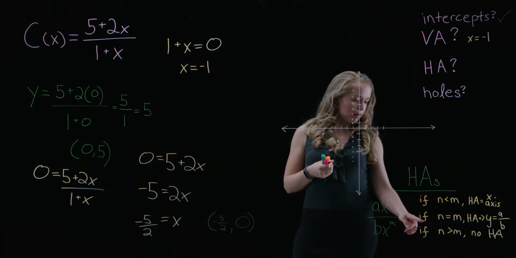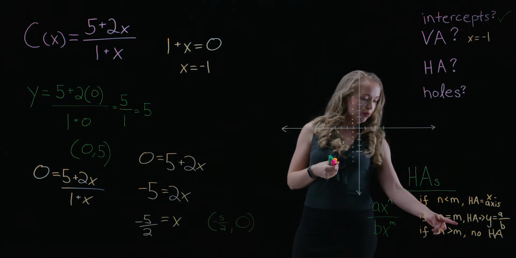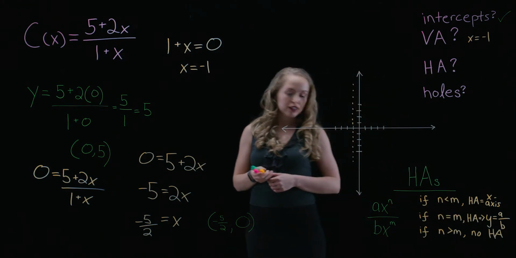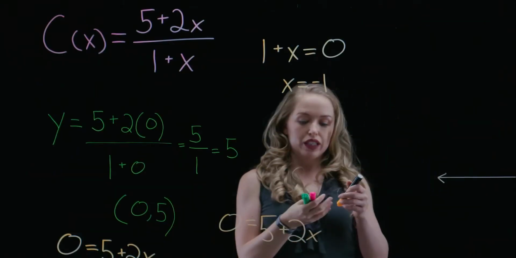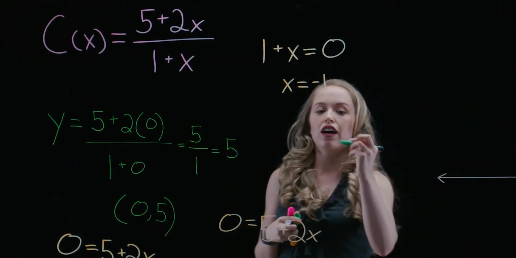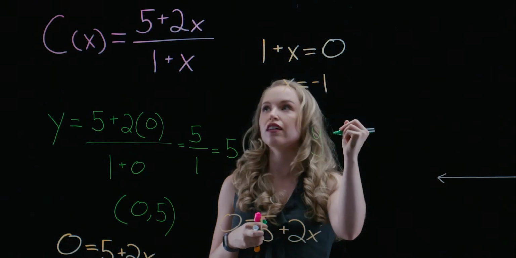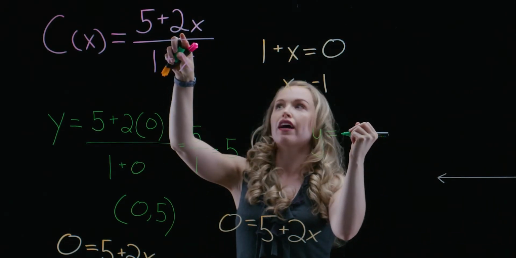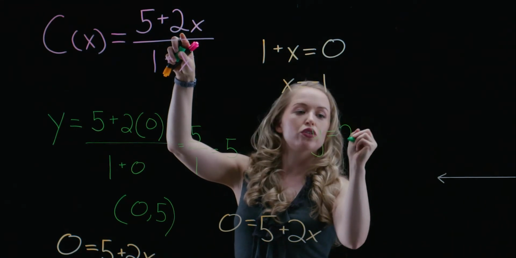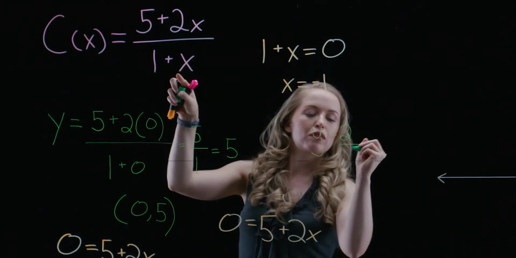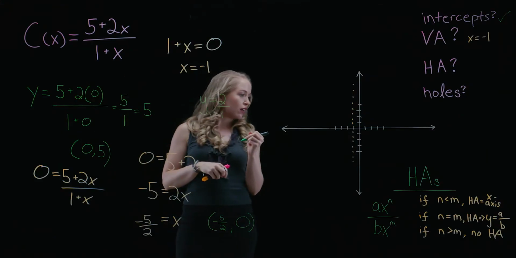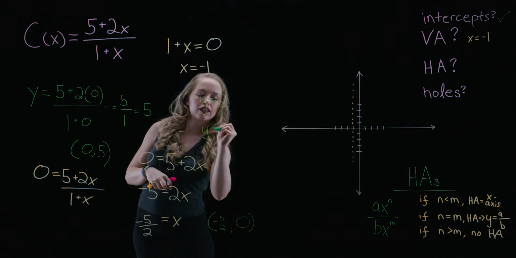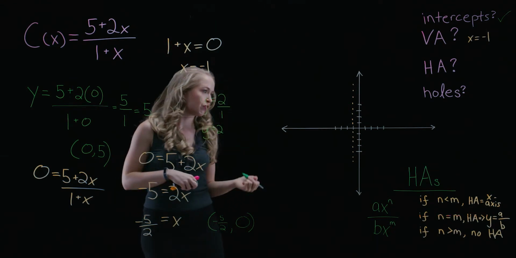And if I look at my little guide, it tells me that if n equals m, the horizontal asymptote is the line y equals a over b, which means y will equal the coefficient of the top x over the coefficient of the bottom. My coefficient of the top x, on my numerator, is a 2, and on the bottom, it's a 1, which tells me that my horizontal asymptote is the line y equals 2.